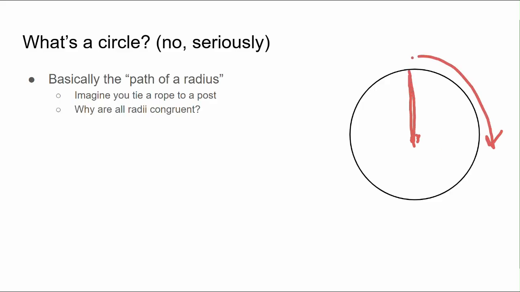So because of that, why are all radii congruent? Well, it's all the same rope. You're never going to get a longer piece of it because the rope doesn't get any longer or shorter.